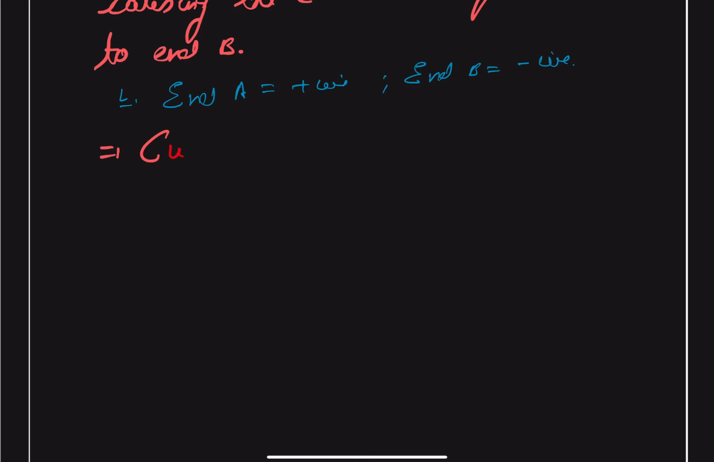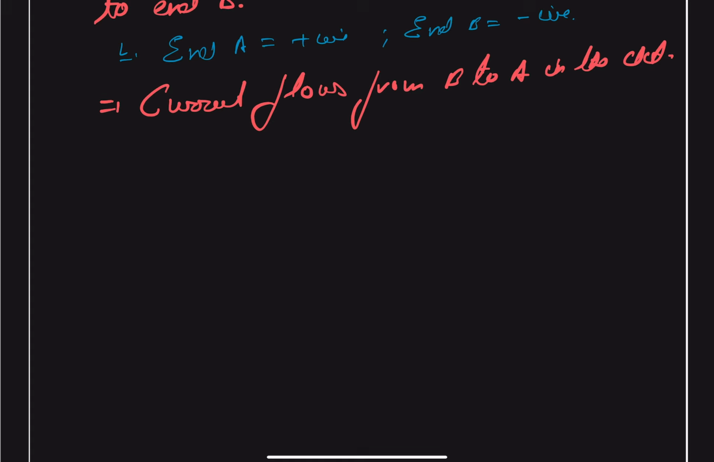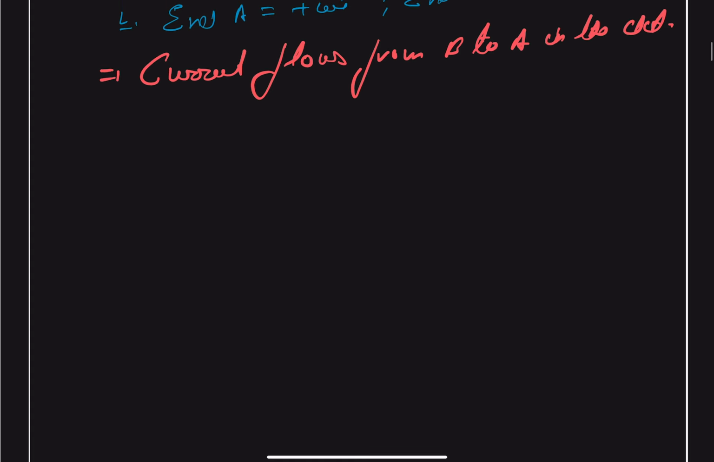Therefore current flows from B to A in the circuit, and the circuit consists of resistor R and inductor L. So we can use KVL.